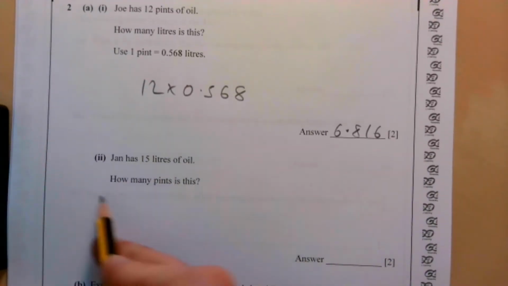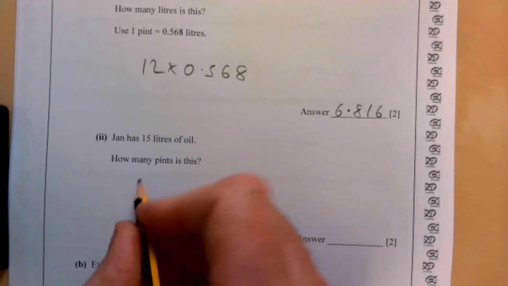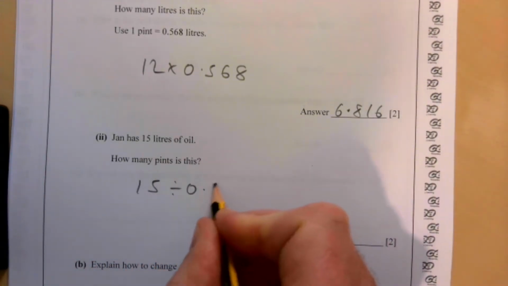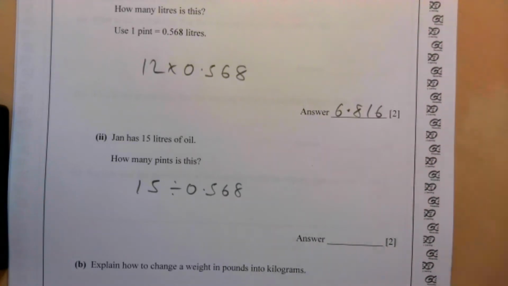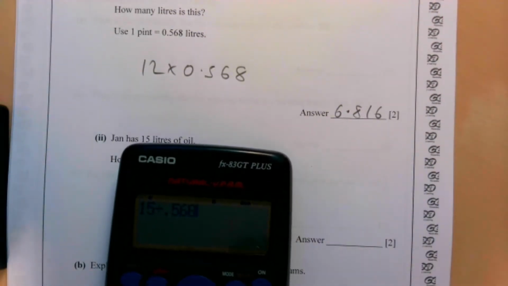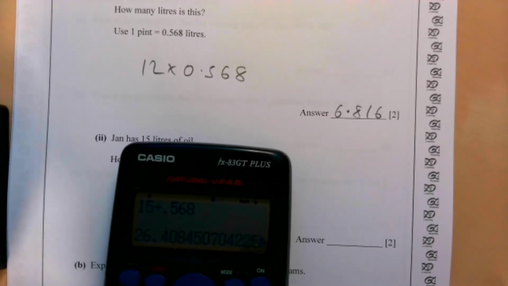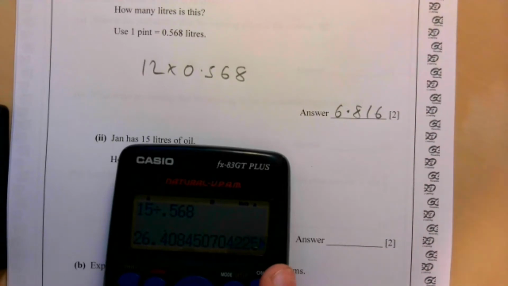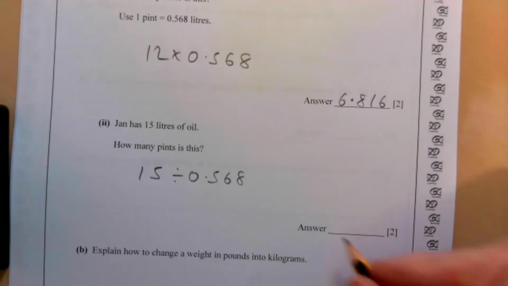Jan has 15 litres of oil. How many pints is this? So it's now 15 divided by 0.568. And that gives us 26.4, I suppose, would do us for that.